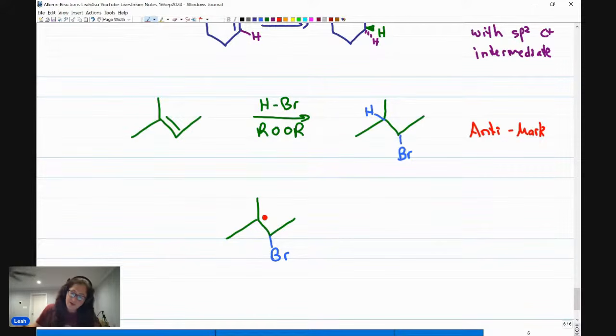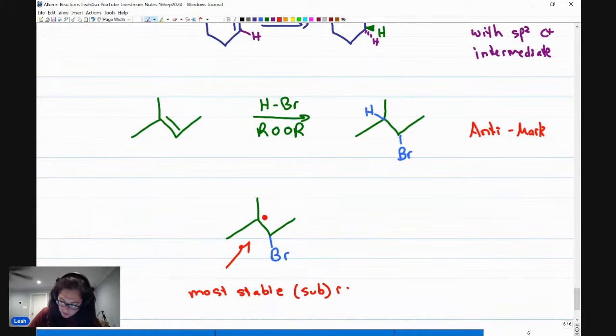But don't just memorize anti-Markovnikov. Recognize the reason it's anti-Markovnikov is because I want to have the most stable, the most substituted radical. And because the halogen adds first, the halogen is going to add to the other position.